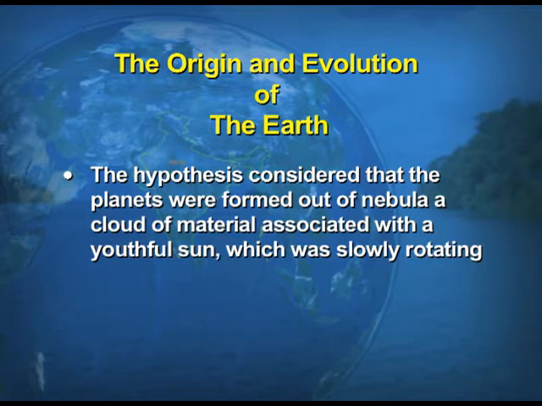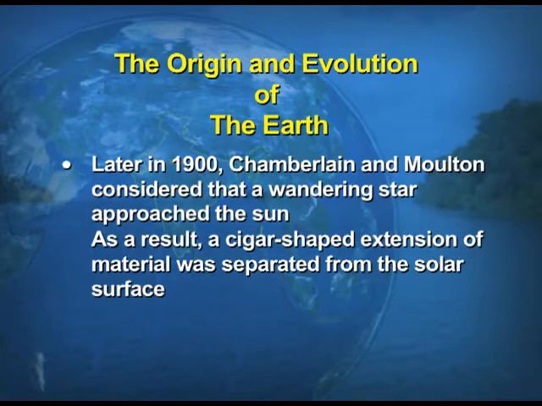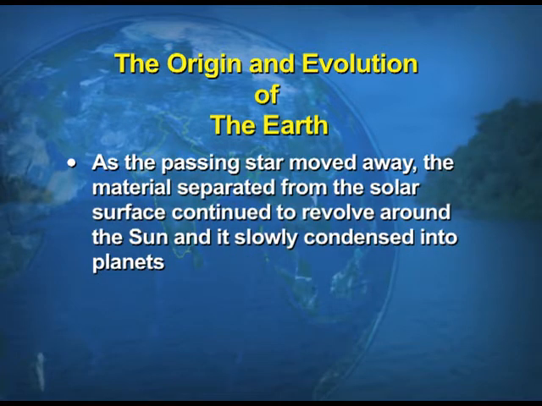which was slowly rotating. Later on, Chamberlain and Moulton also considered that a wandering star approached the sun, and as a result a cigar shaped extension of the material was separated from the surface. As the passing star moved away, the material separated from the solar surface continued to revolve around the sun, and it slowly condensed into planets.